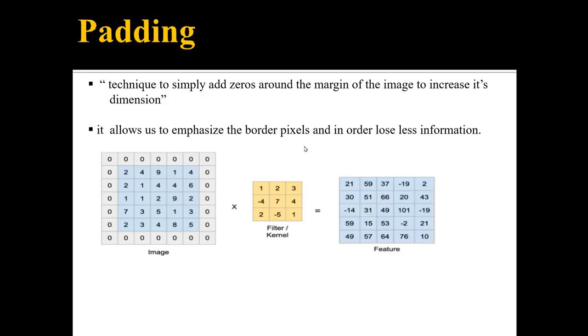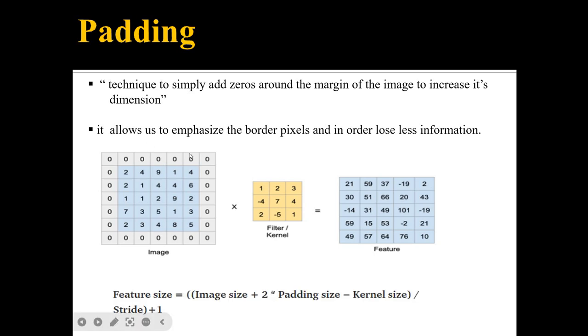Now again we will take the filter. The filter will be of size 3 cross 3. We will multiply this and we get the feature of this size. That is, the feature will now be of the same size as the image. So here our image was 5 cross 5 and our feature is also of the size 5 cross 5. Okay, so now this is the formula which is used for padding.